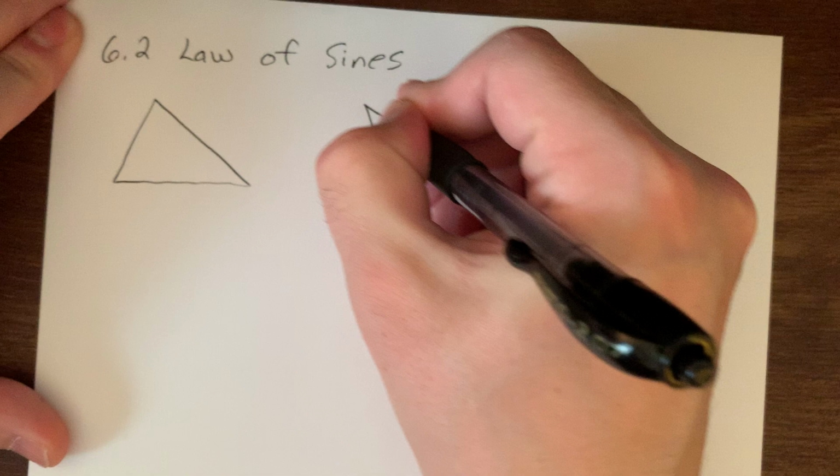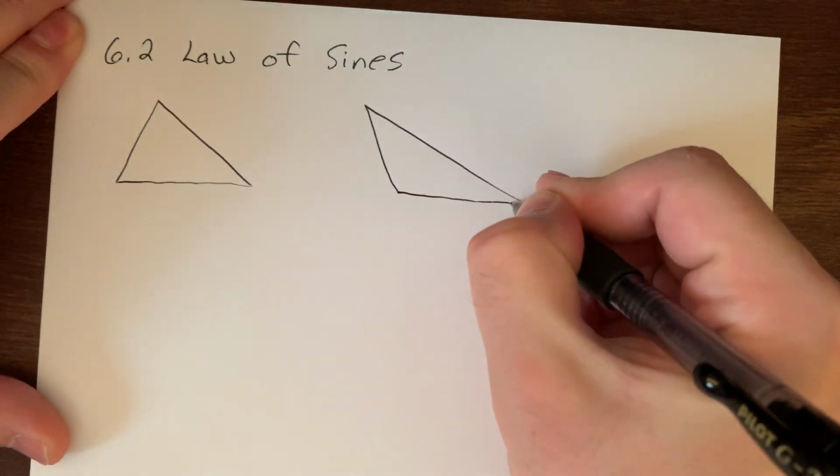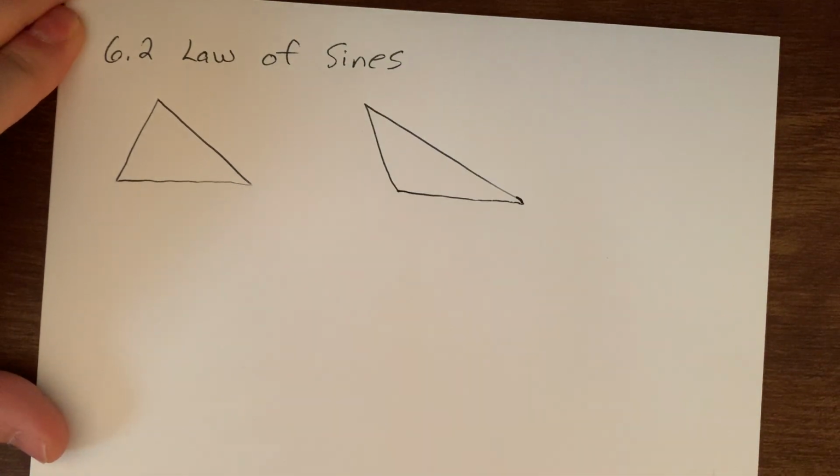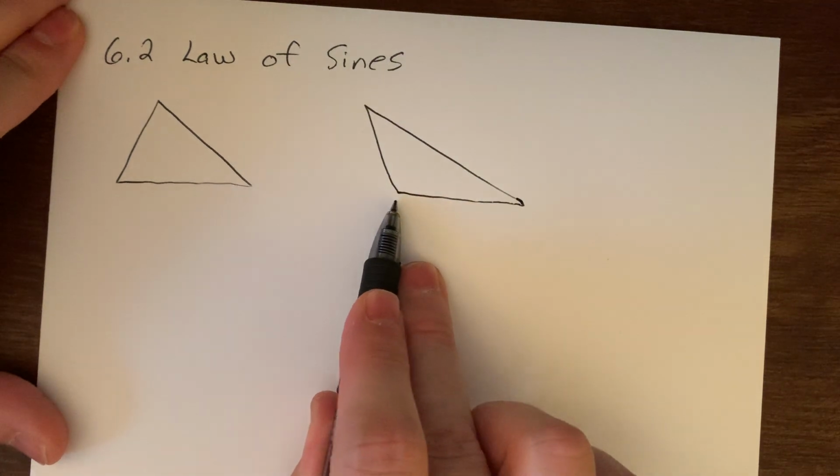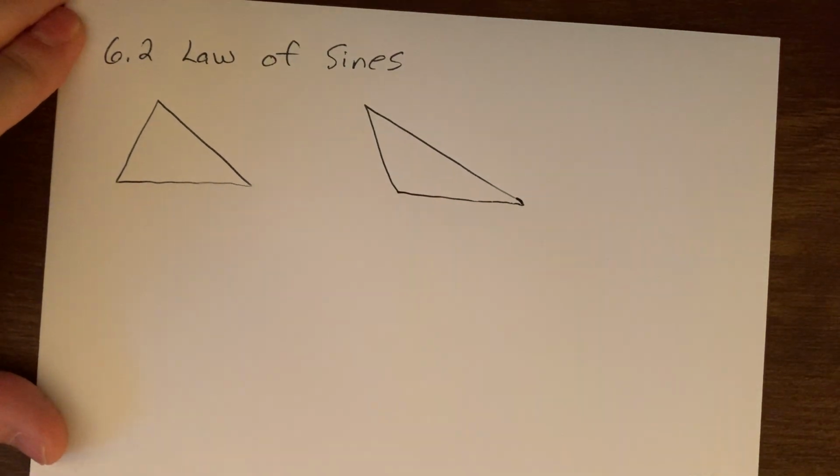This could even be an obtuse triangle where one angle is actually bigger than 90 degrees. So this is what we're going to start off with. And again, we need to get a couple of little established facts before I introduce the law of sines.